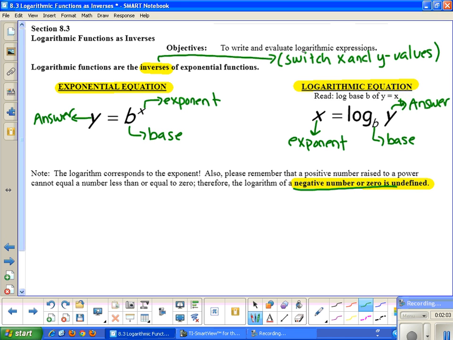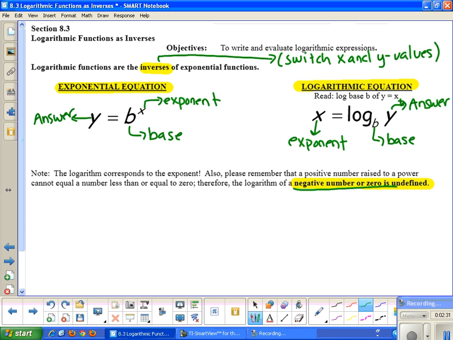So again, we use logs to solve for an exponent because otherwise we can't just switch our x's and our y's for this type of problem because it wouldn't be equal if we just did that, like when we did linear equations or quadratic equations. So note that the logarithm corresponds to the exponent. Please remember that a positive number raised to a power cannot equal a number less than or equal to 0. Therefore, a logarithm of a negative number or 0 is undefined.